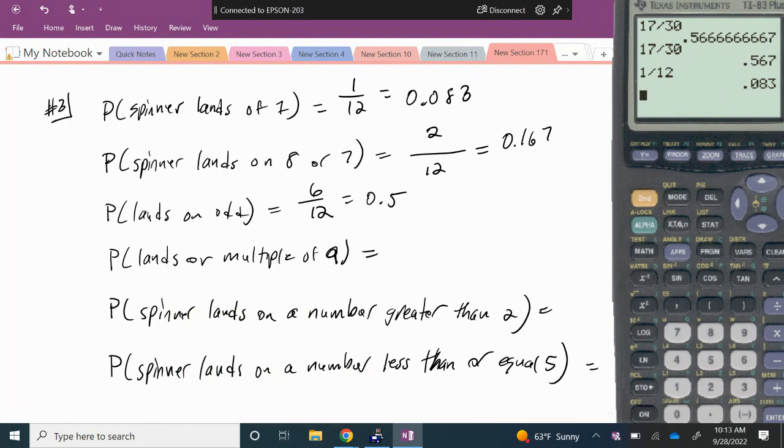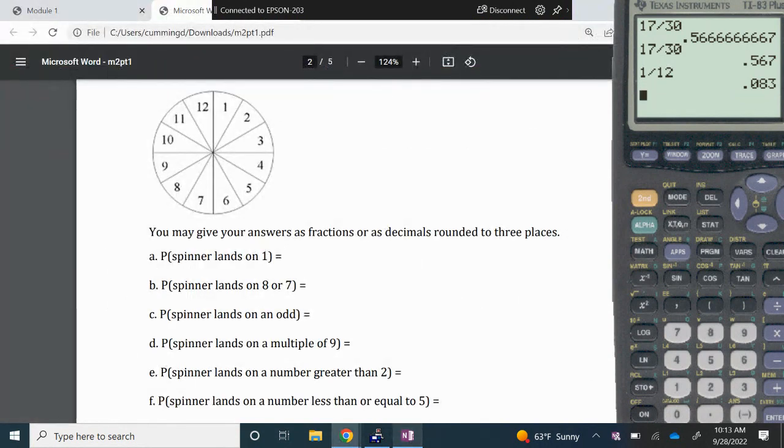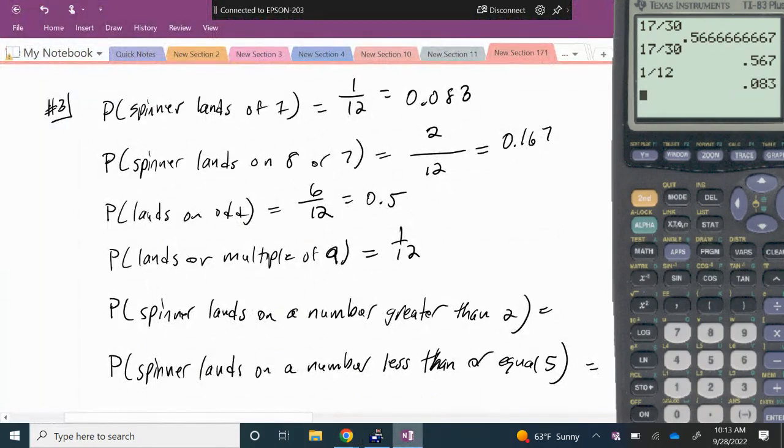What's the probability that it lands on a multiple of 9? Right, 1 out of 12. So remember, the multiples of 9 would be 9 times 1, which is 9, 9 times 2, which is 18, 27, 36. Okay, on a spinner, it only goes up to 12. So there's only one multiple of 9, right, which is 9. So that probability is 1 over 12, which again is 0.083.